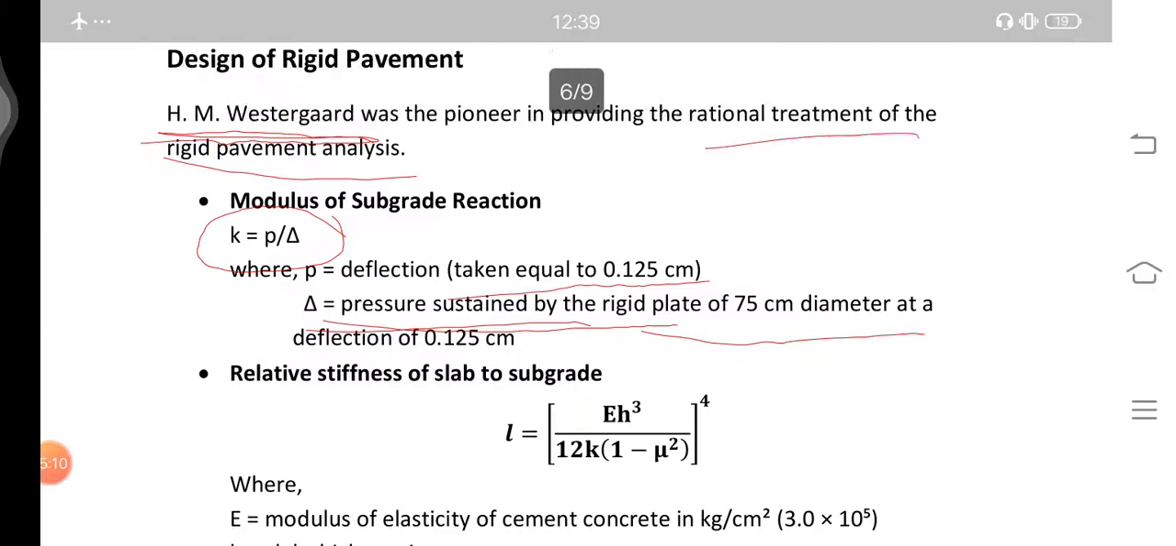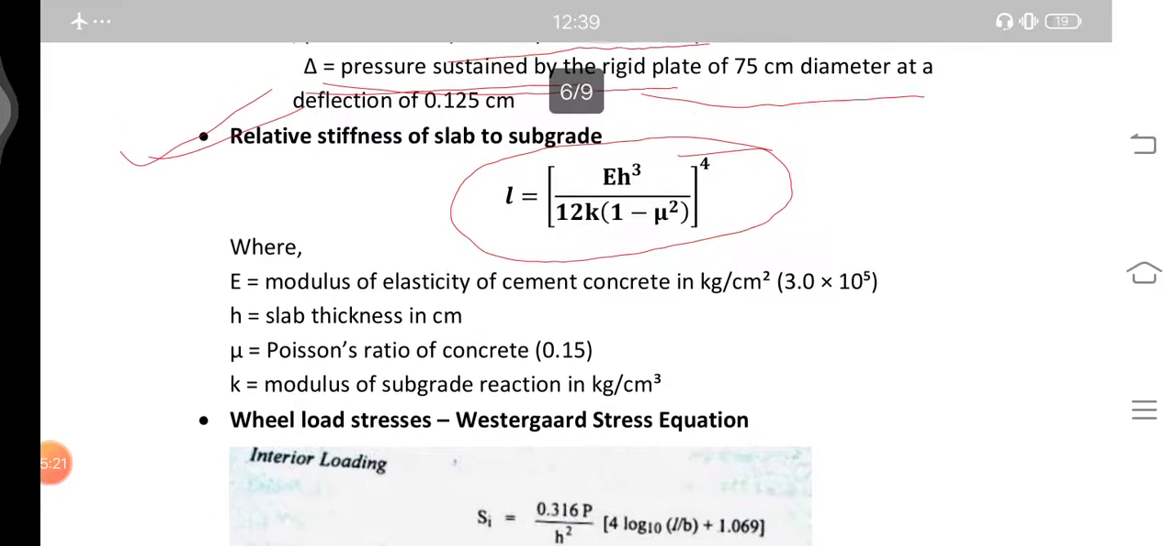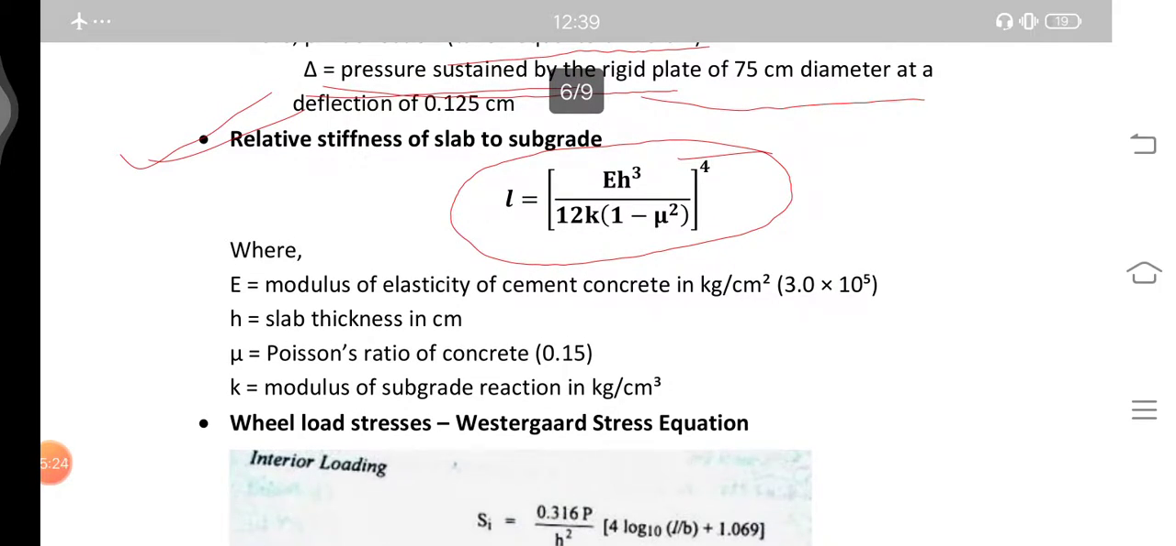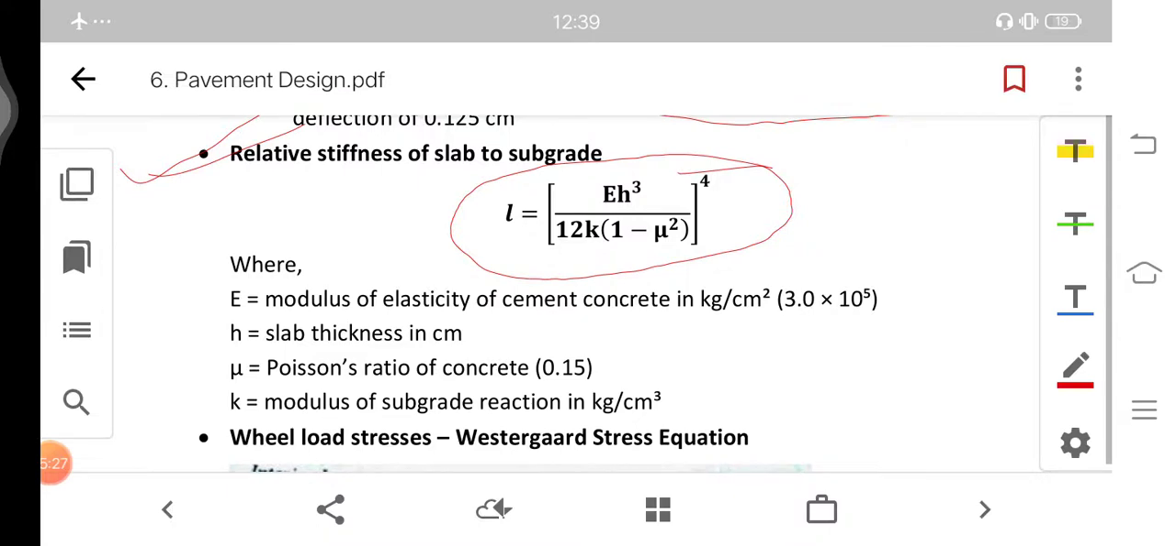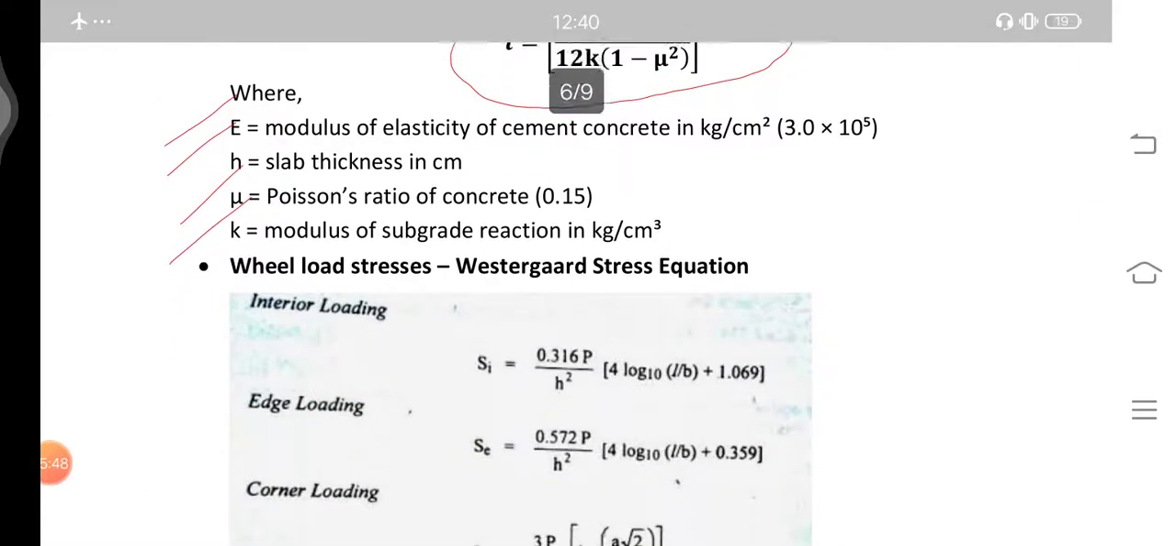Now where shall this modulus of subgrade reaction K be used? It shall be used in this bigger formula, that is the relative stiffness of the slab to subgrade, given by L equal to (EH³ upon 12K(1 - μ²)) whole to the power 1/4, where E is the modulus of elasticity of cement concrete in kg per centimeter square, H is the slab thickness in centimeter, μ is the Poisson's ratio of concrete, that is 0.15, and K is the modulus of subgrade reaction in kg per centimeter cube.